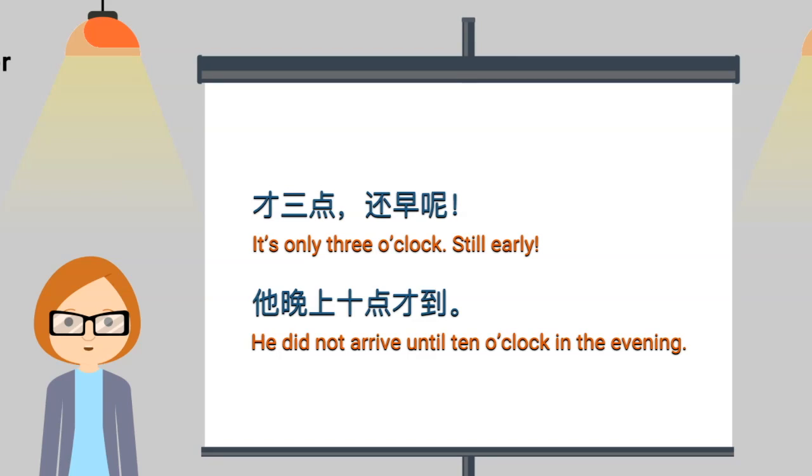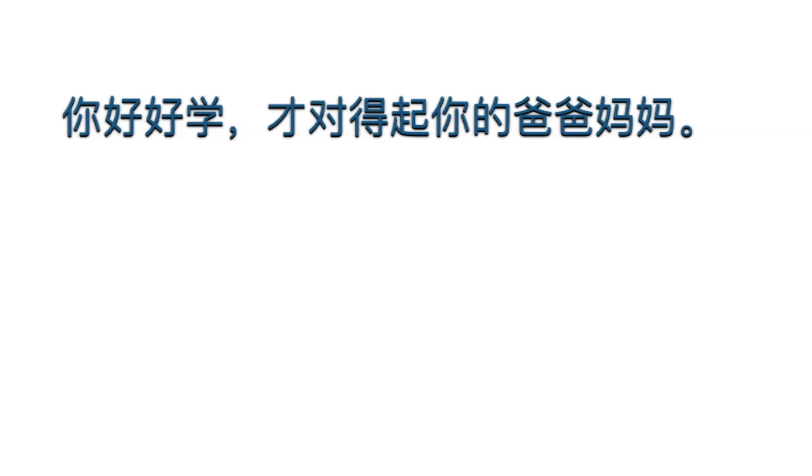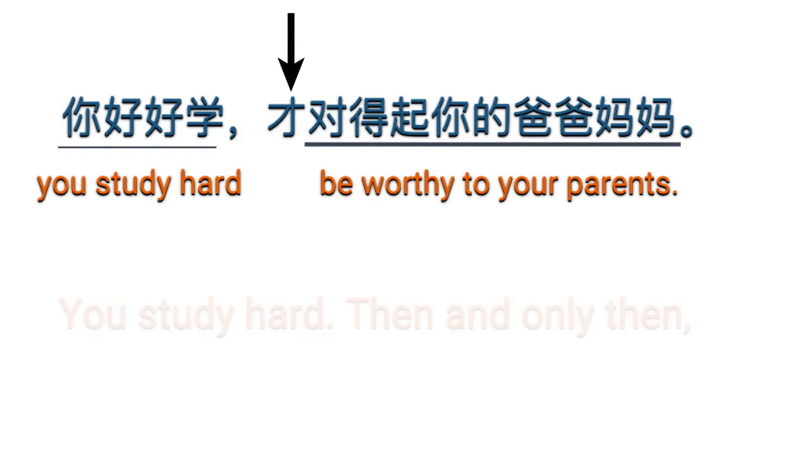Besides these wonderful functions, 才 can also express how to fulfill a certain circumstance. Take a look at this example. The circumstance is to be worthy to the parents. The first part of the sentence is action. The character 才 makes it clear that it is through this action of studying hard, then and only then, the circumstance can be fulfilled.